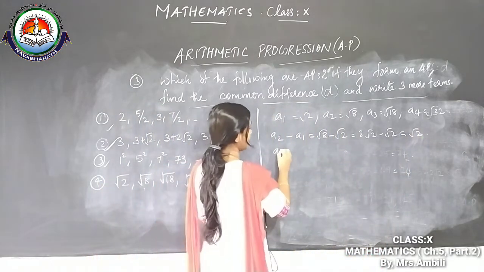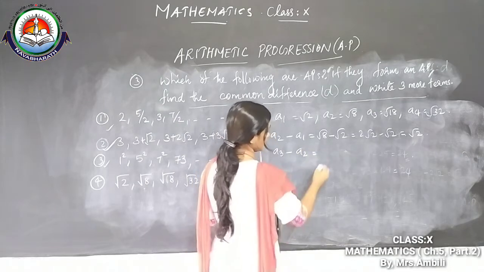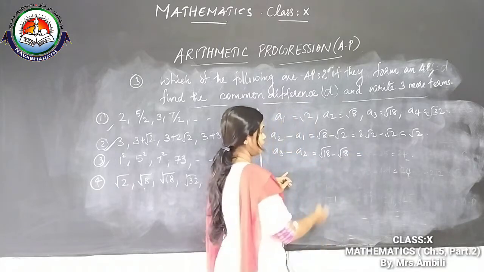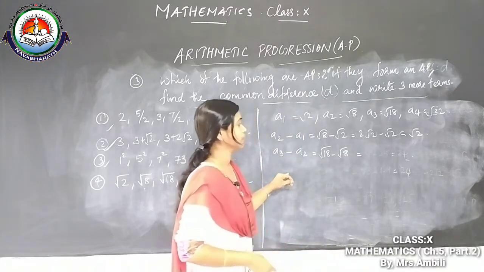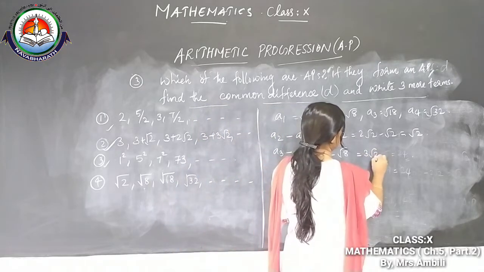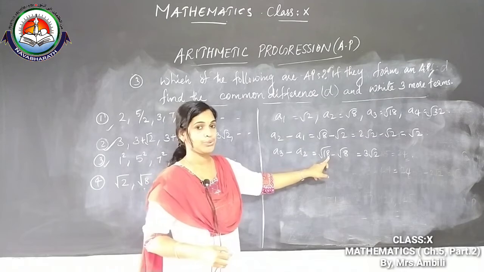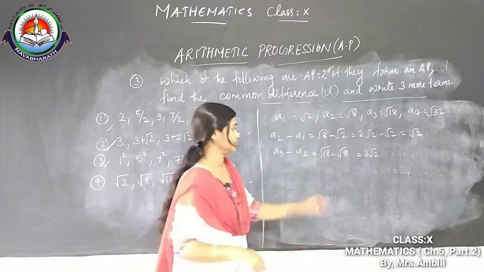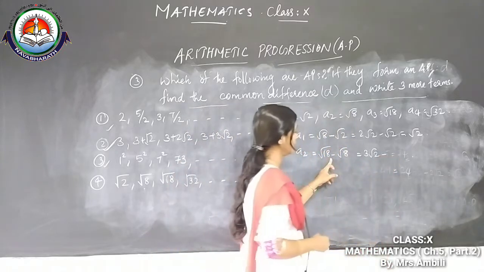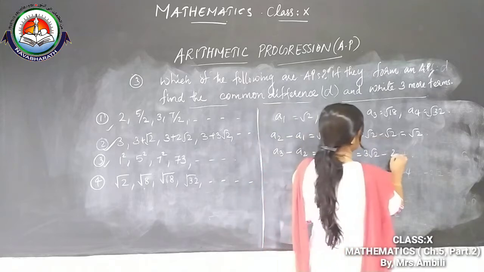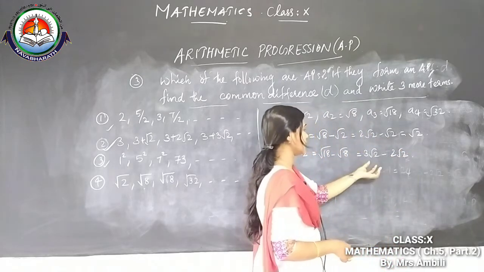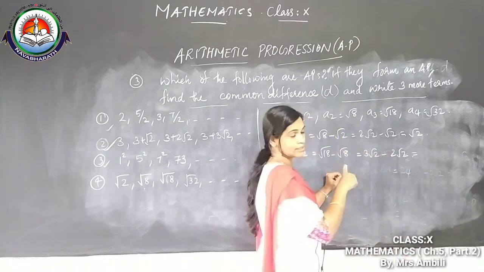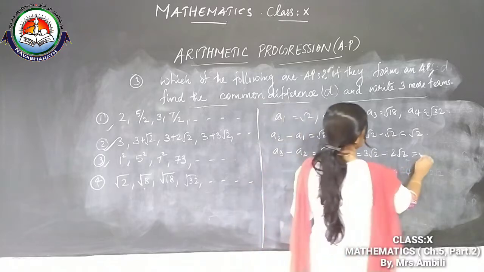Next, A3 minus A2, root 18 minus root 8. Root 18 how can you change? 3 root 2. Because 9 into 2 is 18, root 9 is 3. So, 3 root 2 minus root 8, how can we change? 2 root 2. We already changed it. So, what is 3 root 2 minus 2 root 2? That is 1 root 2, root 2.